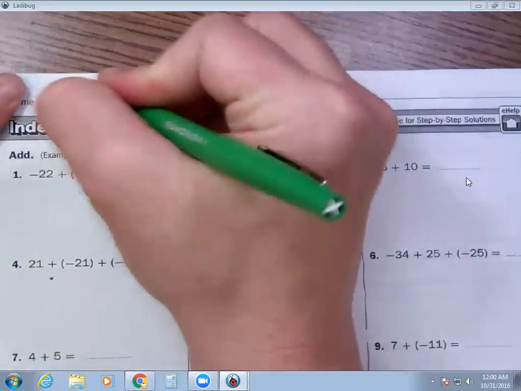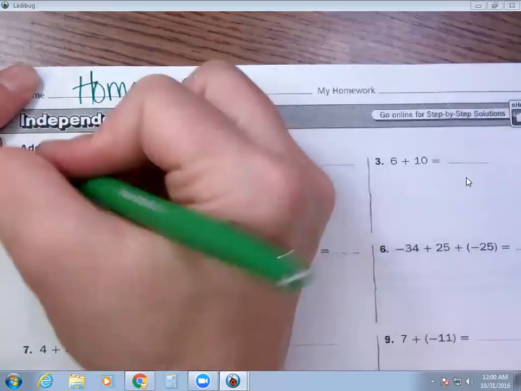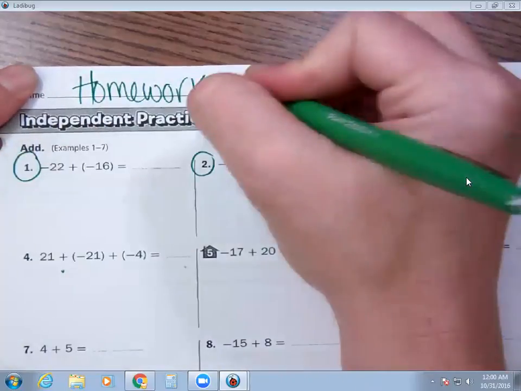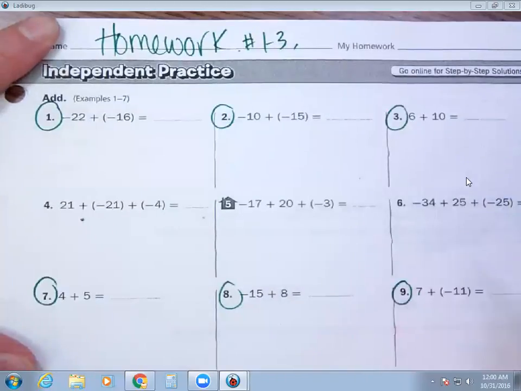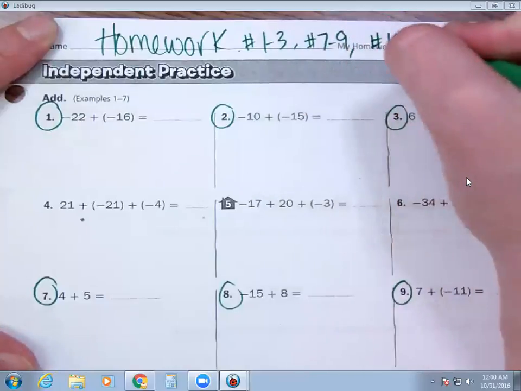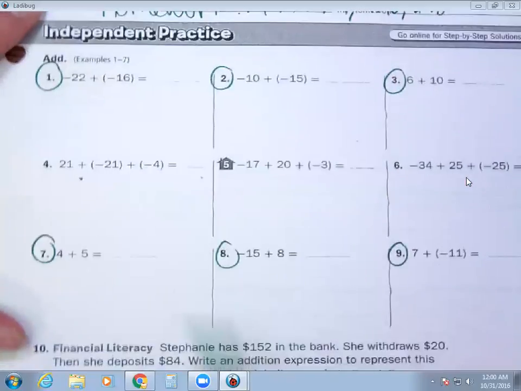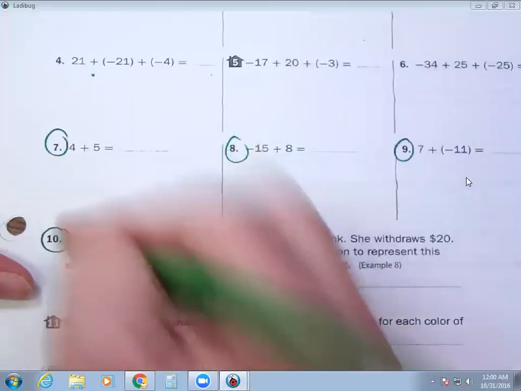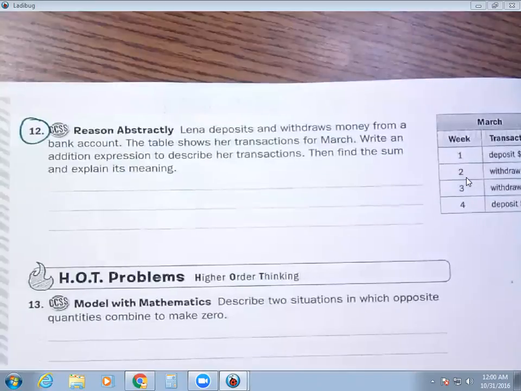So your homework today is number 1, 2, 3, number 7, 8, and 9. And then I want you to do number 10 and number 12 on the back of this page. So you've got your 1, 2, 3. I know a lot of you circle 7, 8, 9. Then go ahead and do number 10. And then come to the back here and do number 12. All right. Get to it.